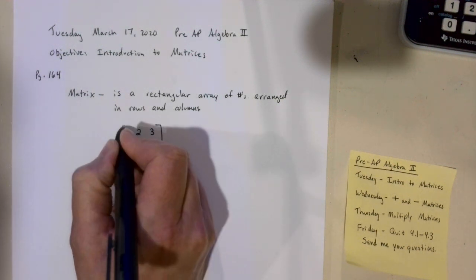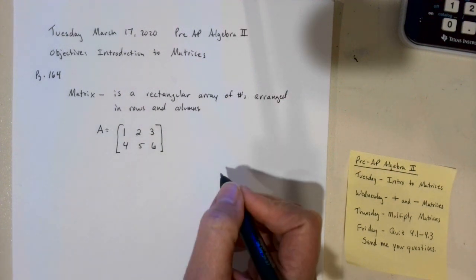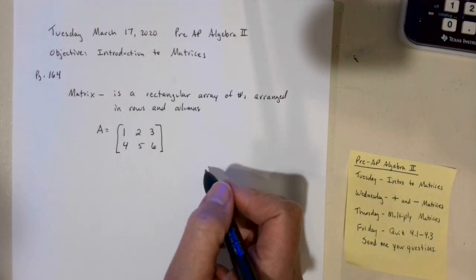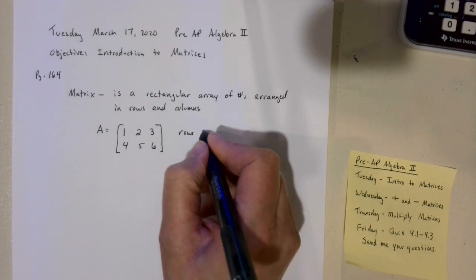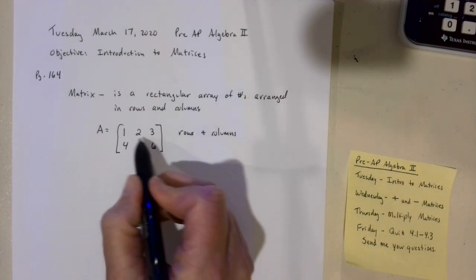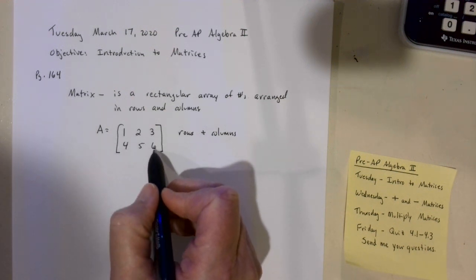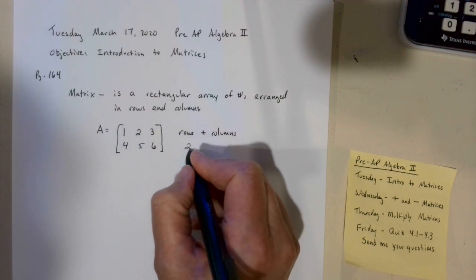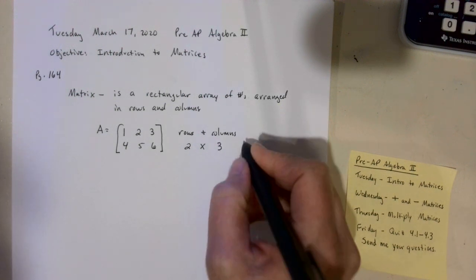We put brackets around them. We name matrices with capital letters, so I'm going to name this one matrix A. Notice that it is made up of rows and columns. Remember that rows go across and columns are what's in front of buildings like old libraries. So this matrix has 2 rows and 3 columns.